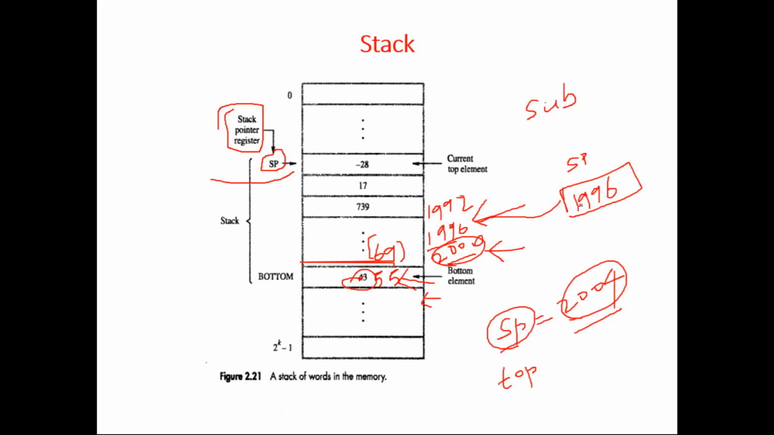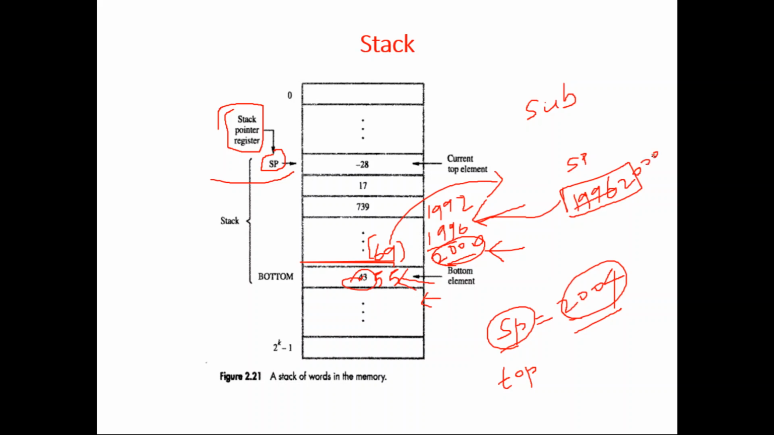So when you say pop, the location pointed by SP, that is 1996, what does that location contain? 69. So 69 will be moved out of the stack. After that you increment SP. Now when you increment SP, SP will hold 2000.